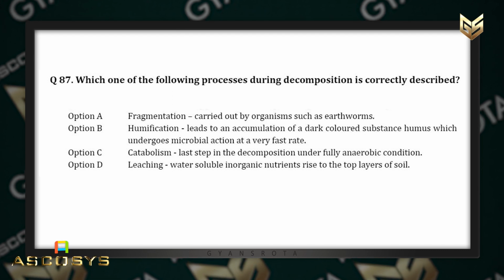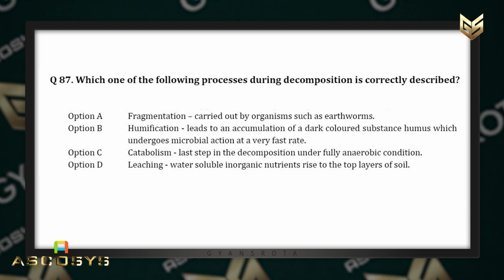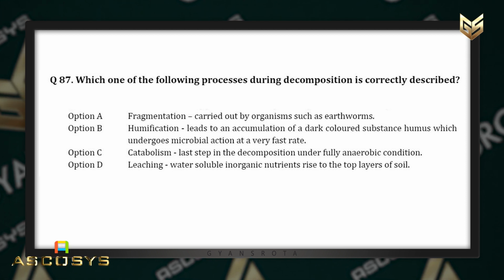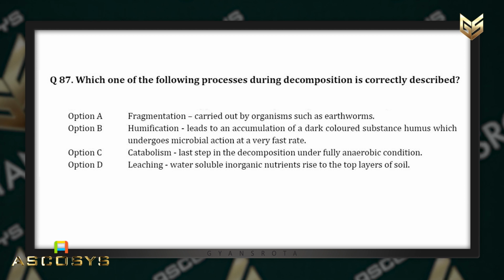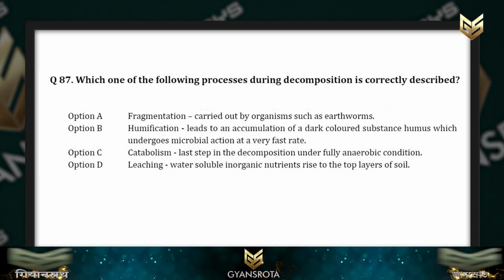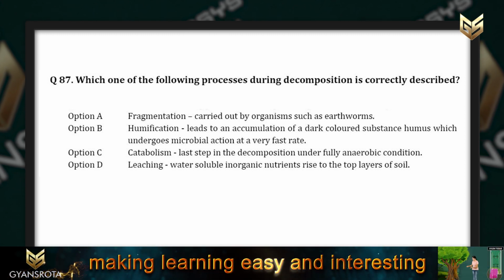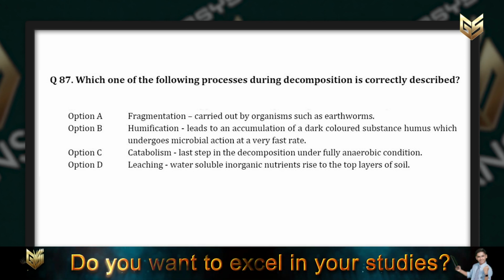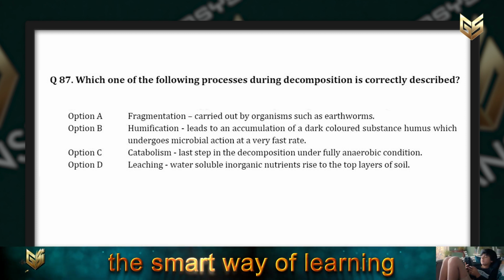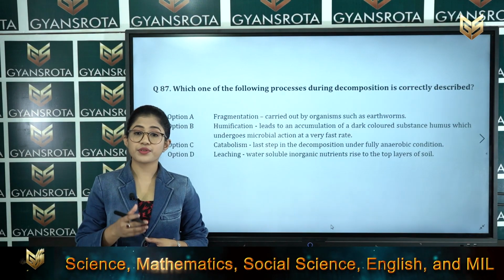Which one of the following processes during decomposition is correctly described? Option number A, fragmentation, it is carried out by organisms such as earthworms. Option number B, humification, which leads to an accumulation of a dark colored substance called humus, which undergoes microbial action at a very fast rate. Option number C, catabolism, which means it is the last step in the decomposition under fully anaerobic condition. And option number D, leaching, which means the water soluble inorganic nutrients rise to the top layers of soil. Student, this is from the chapter ecosystem.